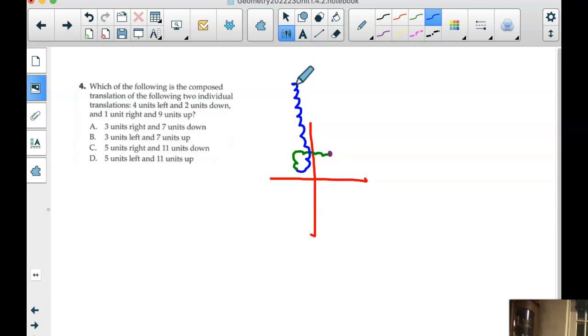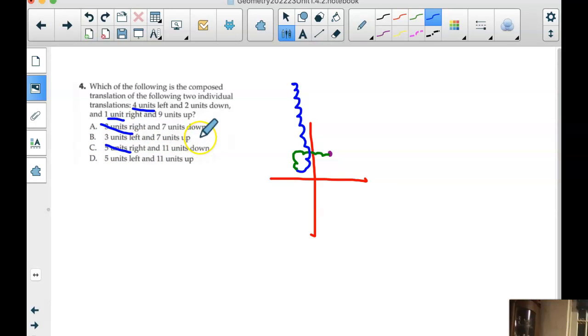Okay, so notice, first we went 4 units to the left, and then we came 1 unit to the right. So that gives us what? That gives us a total of 3 units to the left. Notice we started here and we ended up 3 units to the left. If anybody is uncomfortable with that, we can do it on graph paper, not a problem. So anything that doesn't say 3 left is gone.